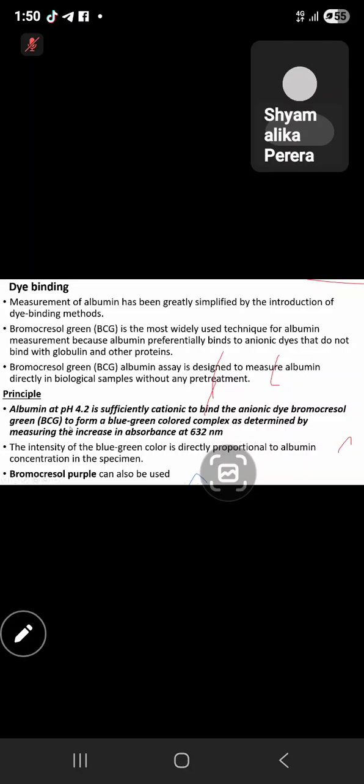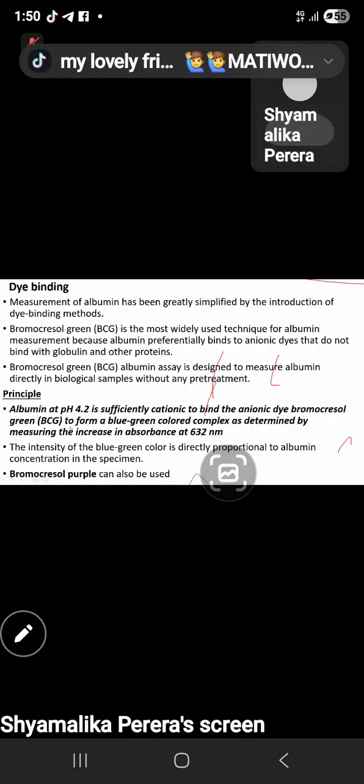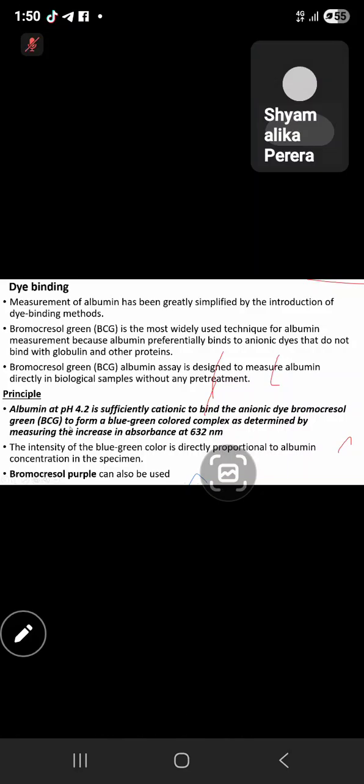So actually, it's not the formation of different complexes. Albumin at low, acidic pH acts as a cation. So these positively charged albumins combine with anionic, negatively charged dye substances. So it will shift your dye absorption peak in a different way.